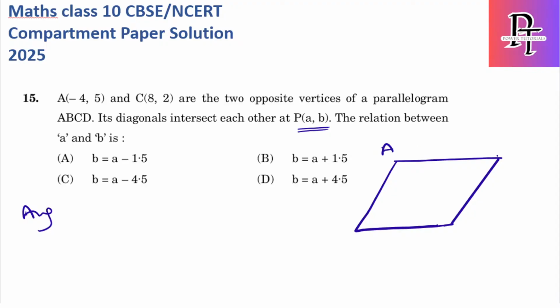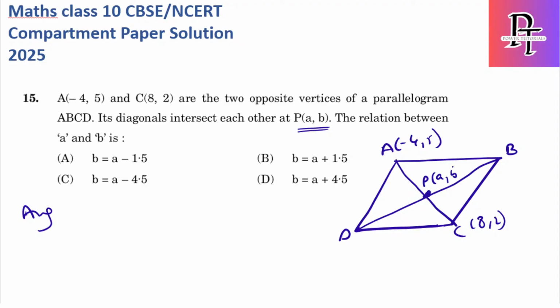So I'll write it as A, B, C and D. The A point they have mentioned as (-4, 5), and the C point is (8, 2). They are saying the diagonals bisect each other. So this point is nothing but P, which is (a, b). So what is P? It is nothing but the midpoint of A and C. So the midpoint formula is (x1 plus x2) by 2, and (y1 plus y2) by 2 is the y coordinate.